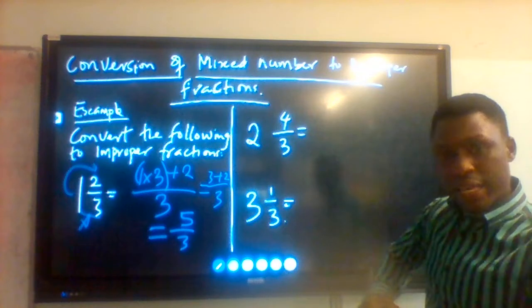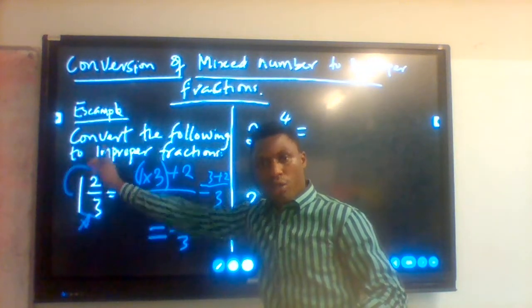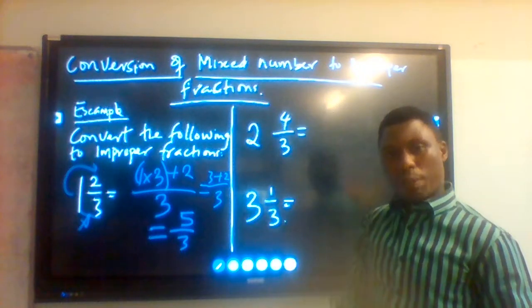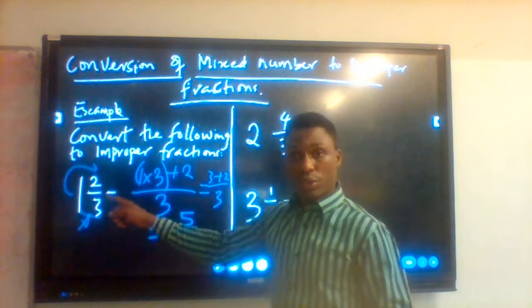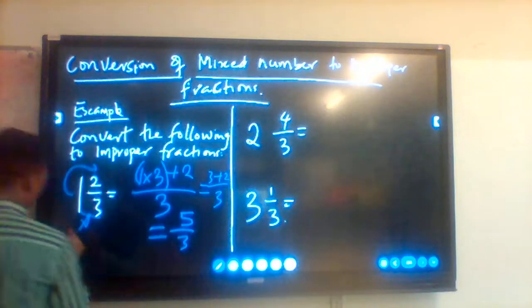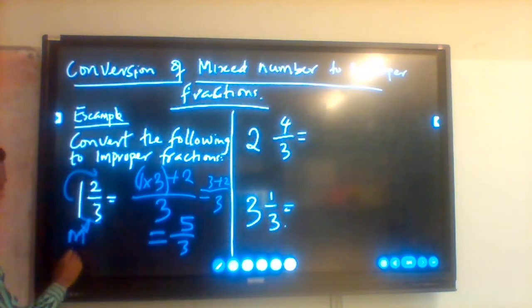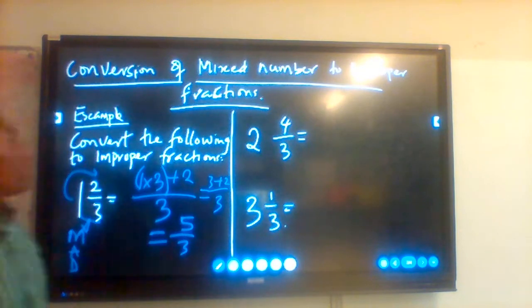You multiply your denominator, which is 3, times the whole number, plus the numerator. Meaning that you multiply the denominator times the whole number plus the numerator. Let's take that for example 2.